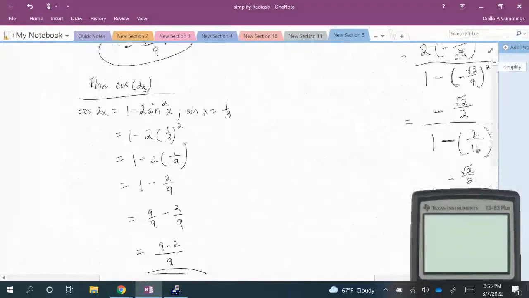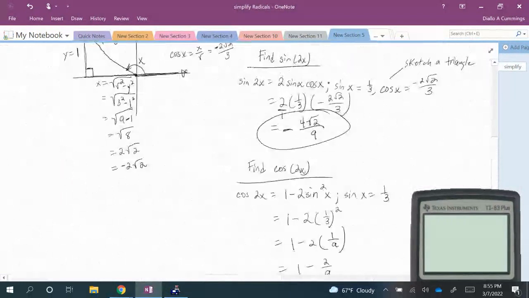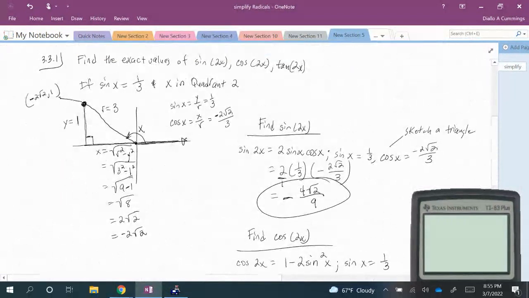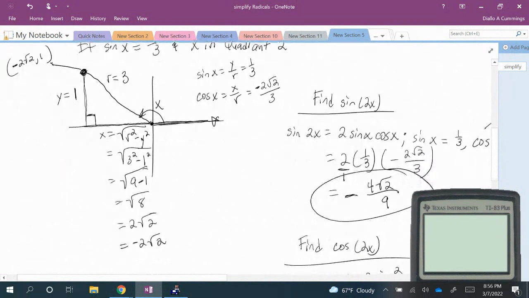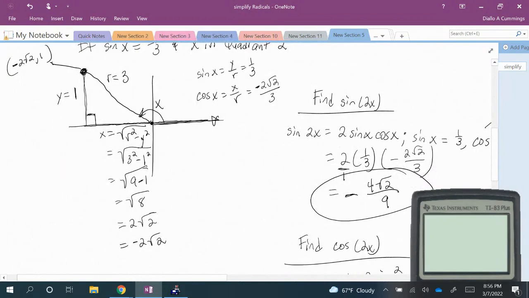Just to quickly summarize this: we were given the sine value. We were given that it was in quadrant 2. Based on those two facts, we sketched out an angle, we found x, and then we did algebra to find the double angle for sine, cosine, and tangent. When you're doing your triangle sketch, be careful on your signs.